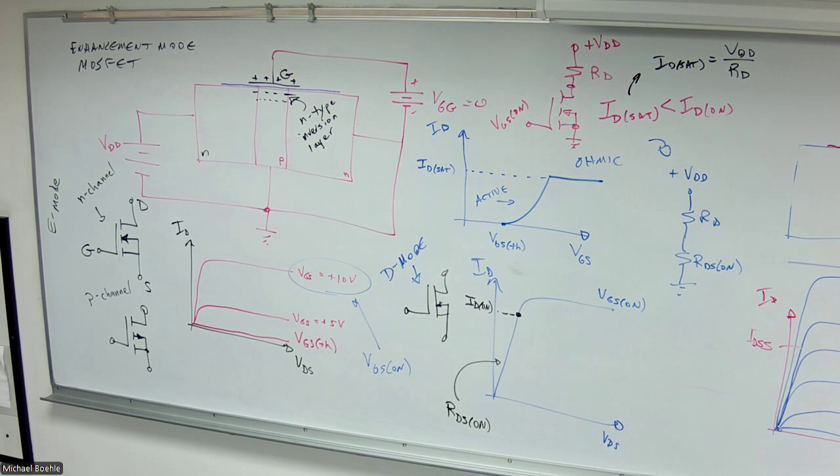Makes sense to everyone? So we're just going to focus on the enhancement mode. I'm done with the depletion mode. I kind of used the depletion mode to introduce the concept of how we can take that channel and deplete it, but also enhance it. And so if I start without a channel, then I only have the option to enhance it, to create the channel and create current.